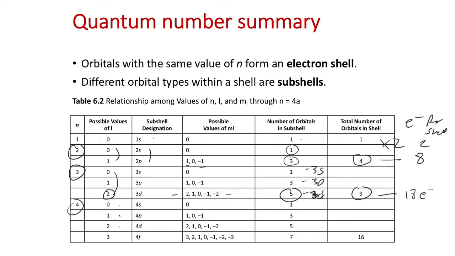But 4 goes from 0, 1 to 2 to 3. So we pick up that 4f subshell. Notice that the number 4 relates to the n value. So a 4s has n equals 4, L of 0, 1, 2, 3. And our range then picks up 7 f orbitals. So 1 plus 3 plus 5 is 9, plus 7 is 16. So we have 16 total orbitals possible within the n equals 4 shell. 16 times 2, 32 electrons.